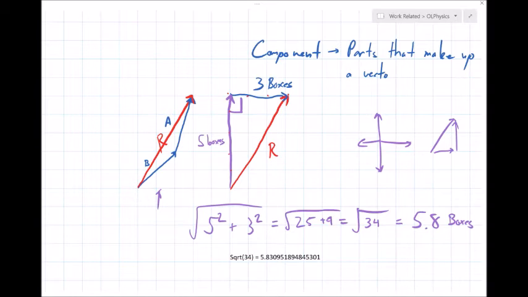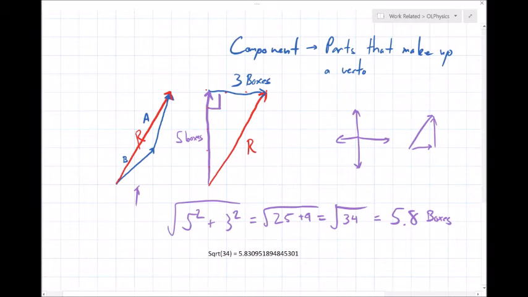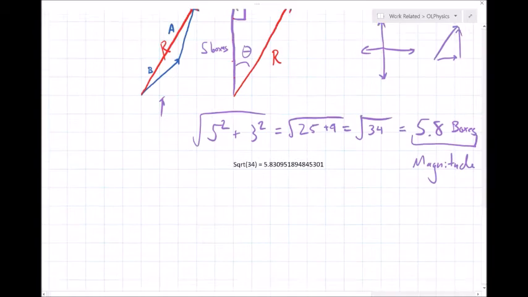Yet there's also one more way that we can figure out the magnitude of a resultant. Technically speaking, we still have not figured out this angle, and so we can only figure out a magnitude. So again, this is a magnitude, and that just means an amount. It does not have any direction.